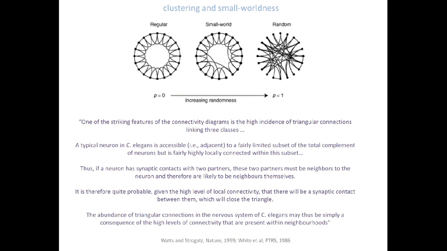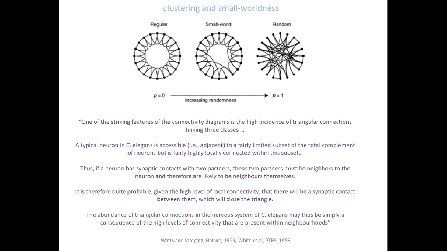Now, although the idea from Watts and Strogatz came from thinking about social networks, clustering actually seems to be quite an important property of brain networks. And it's interesting to revisit the study by White and Sydney Brenner in 1986, where they completely mapped the nervous system of the nematode worm C. elegans using electron microscopy, reconstructing every single neuron and synapse in the worm. This was a really landmark paper published in Philosophical Transactions of the Royal Society. It's over 100 pages long.